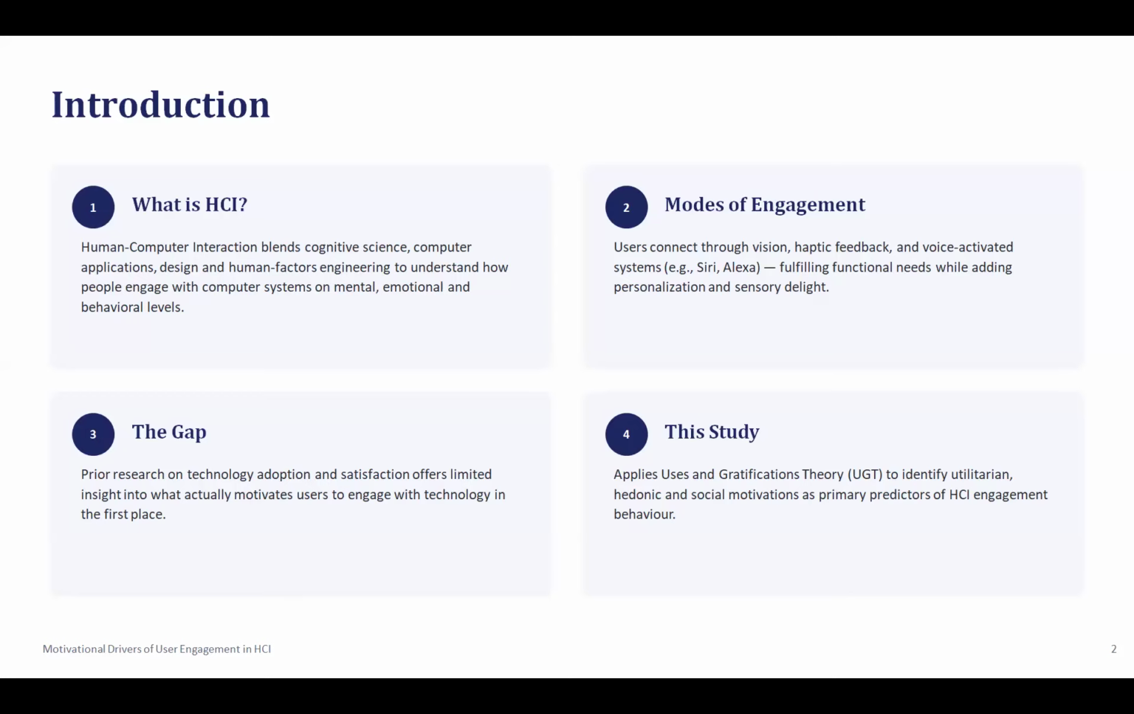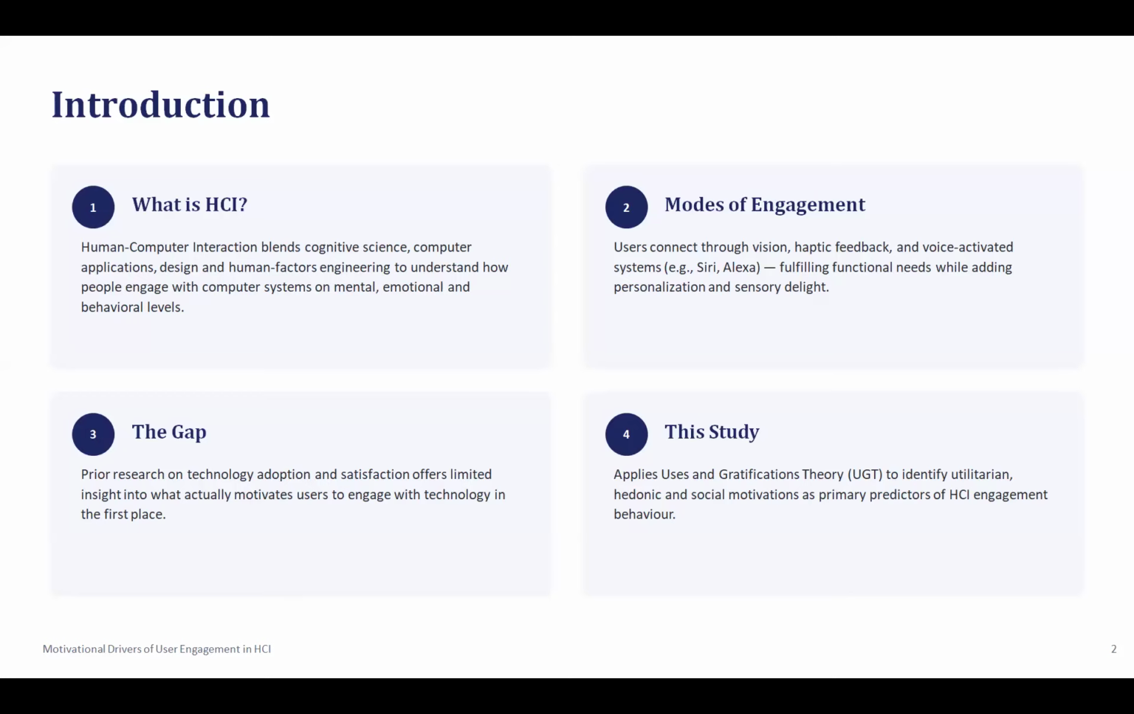Now, what's the gap? Why are we doing this research? While existing research has extensively examined technology adoption, acceptance, and satisfaction, comparatively less attention is given to the why factor, that is, understanding the underlying motivation that drives users to engage with technology in the first place. This observation motivated the present study.